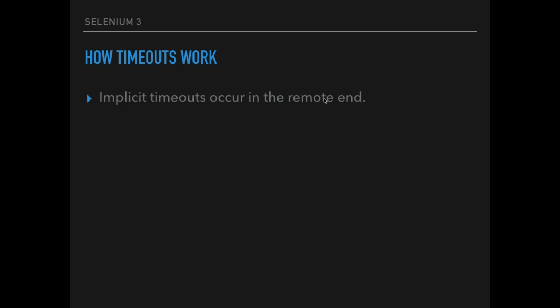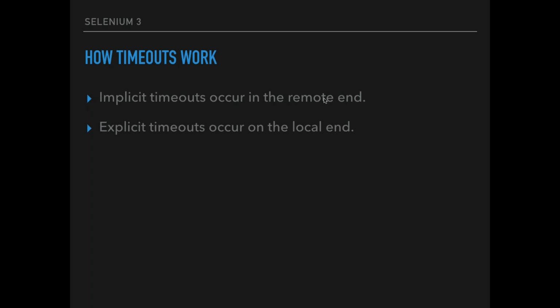There are implicit timeouts, and these are implemented within the browser. So your request leaves the test, goes to the browser, and the browser does a couple of checks. And those timeouts are used when you're finding elements in particular. So you might set that to a 30-second timeout, and if an element isn't present on the page, the browser will wait up to 30 seconds before replying.